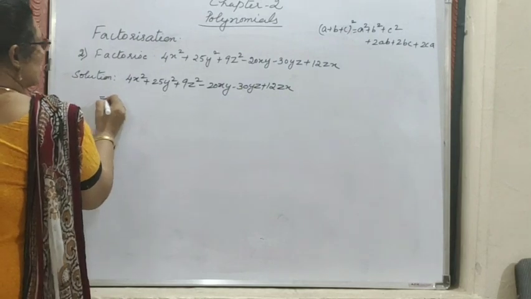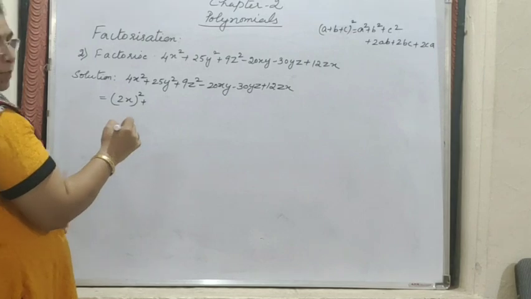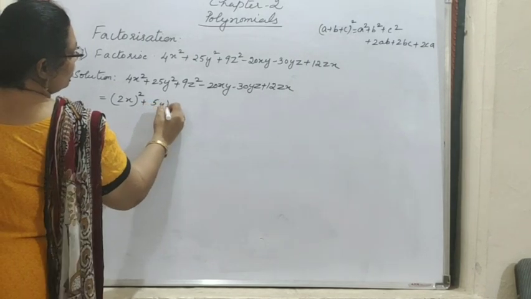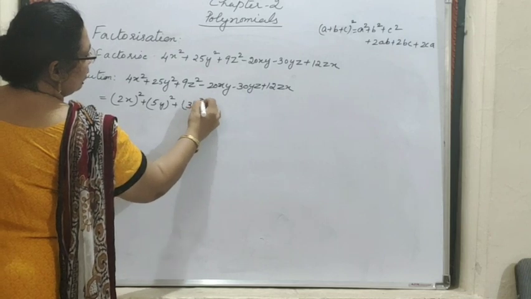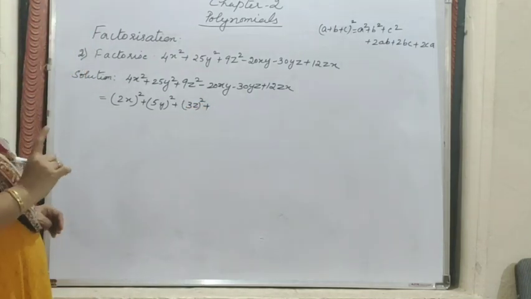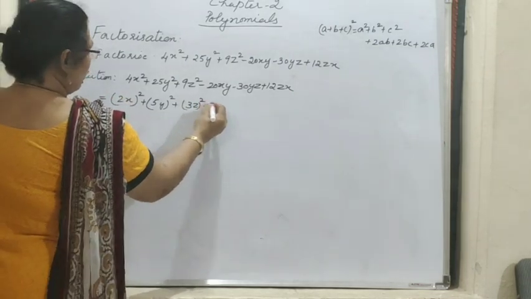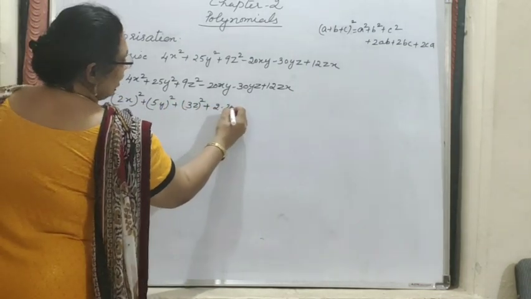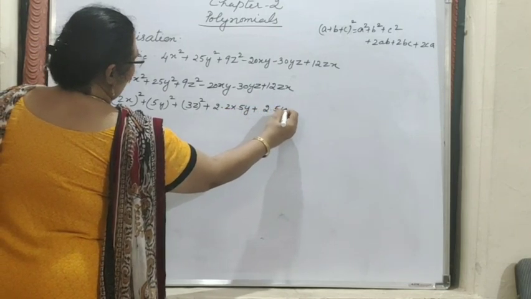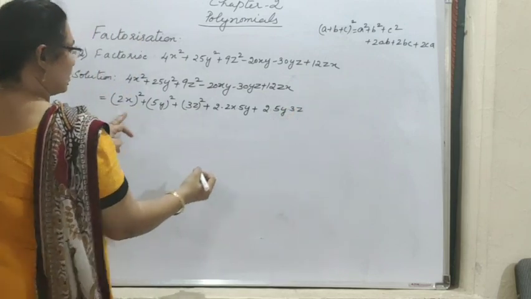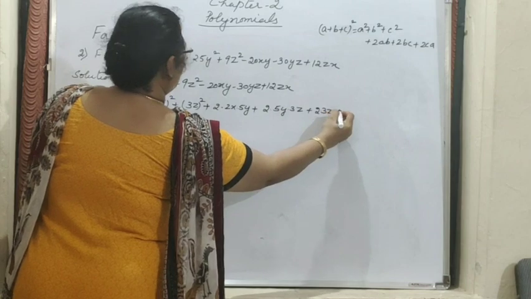Now I am writing first term as 2x whole square. 25y square can be written as 5y whole square. Again 9z square can be written as 3z whole square. According to the formula plus is there, so we are writing according to the formula only. First 2 into 2x into 5y, plus 2 into 5y into 3z. Next 2 into 3z into 2x.